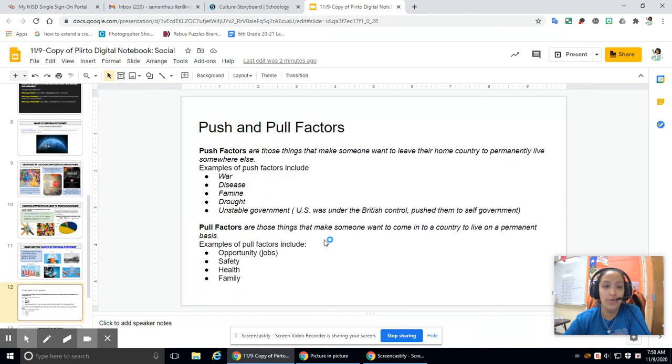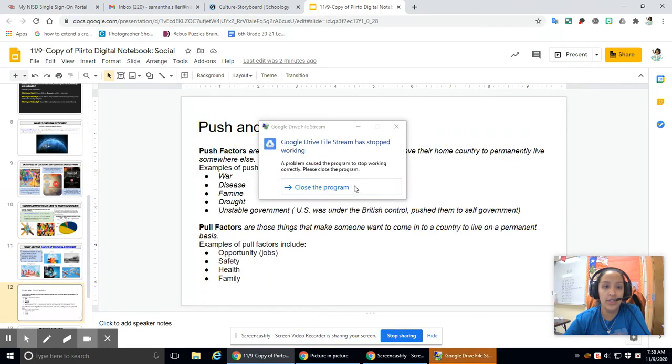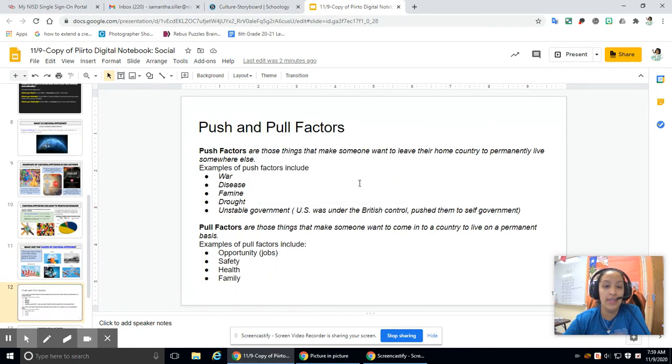And then we have push-pull factors. So a push factor is something that makes someone want to leave their home country to live permanently somewhere else. So it pushes them away. So if you have a big war, there's disease where you're not getting cured, famine where people are starving, drought where there's not enough water, an unstable government, these push people away. They don't want to live there anymore.